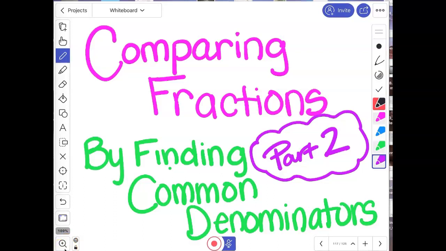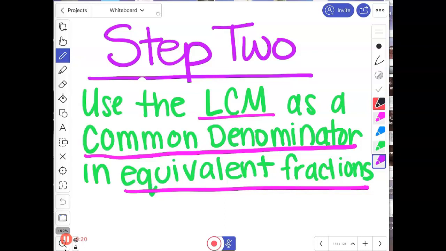Okay, fourth graders. So you just practiced how to find the LCM, the least common multiple. Now we're going to use that least common multiple to find equivalent fractions that have common denominators. That's a whole lot of words, but truly you actually already know what they mean. So we're going to use the LCM to find common denominators in equivalent fractions.